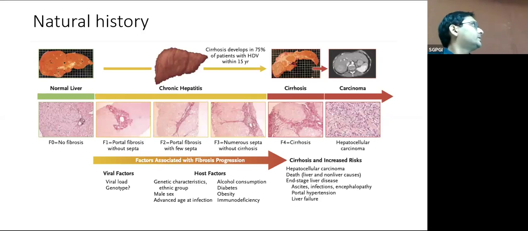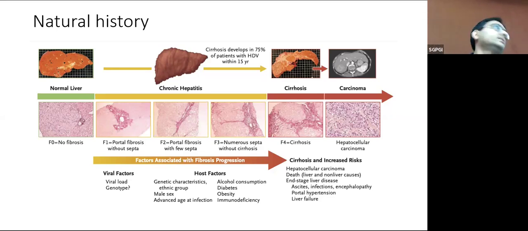This is the pictorial representation of the natural history of hepatitis D virus. The steps remain the same, from normal liver to chronic hepatitis, cirrhosis, and carcinoma. The rapidity with which it occurs and the frequency with which it occurs increase. Cirrhosis will develop in 75% of the patients of hepatitis D virus within 15 years, whereas this rate is quite low, 20% in 20 years, for hepatitis B and C. I hope you remember this one.